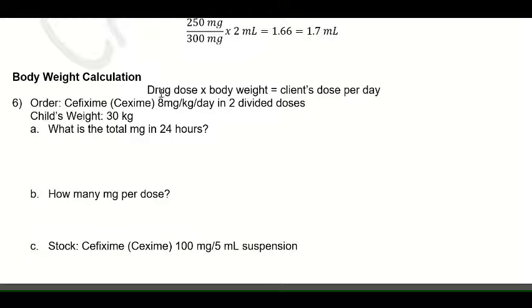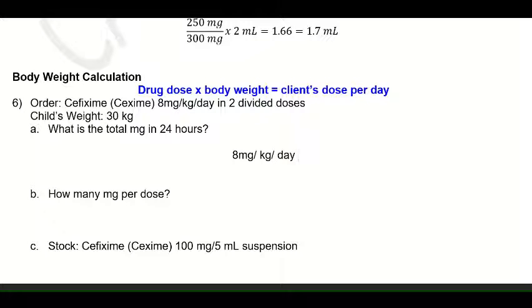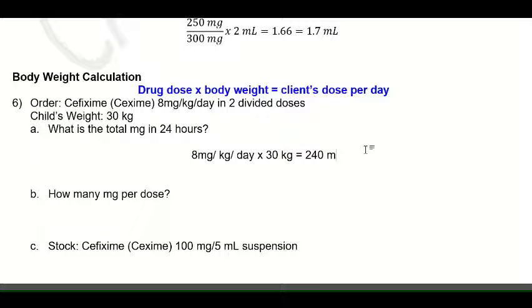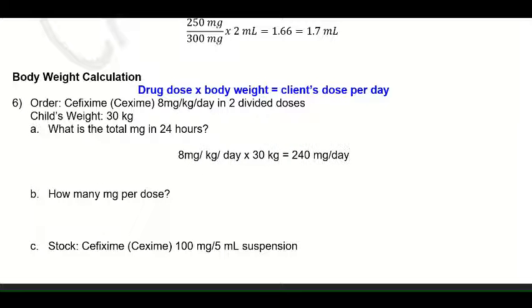Going back to the formula, which can be found here, which is also on the first page of your handout. So you have drug dose. The drug dose is 8 milligram per kilogram per day. Do we really have to copy that? Yes. Times 30 kilograms. 8 times 30 would give you 240. Now, kilogram is already canceled out. There's a kilogram here, a kilogram here. So 240 milligram per day. Your patient will be receiving 240 milligram per day.